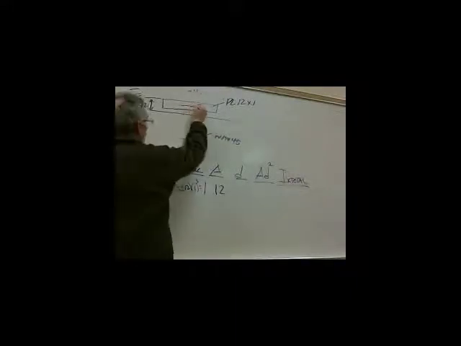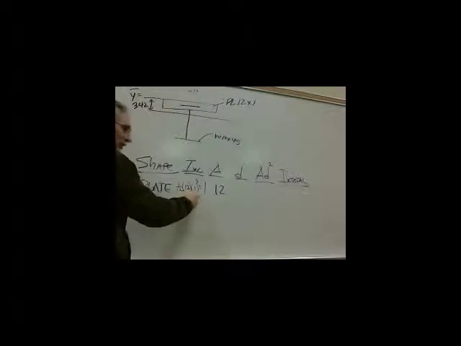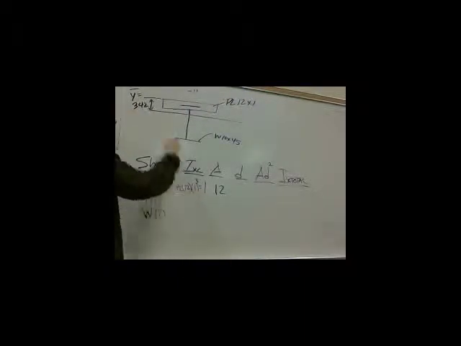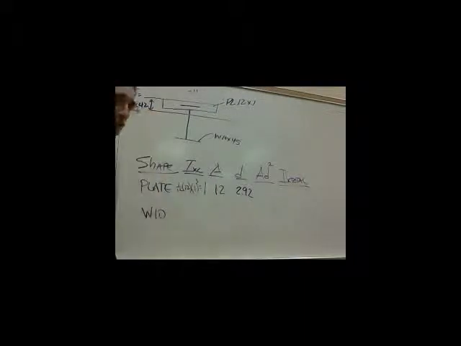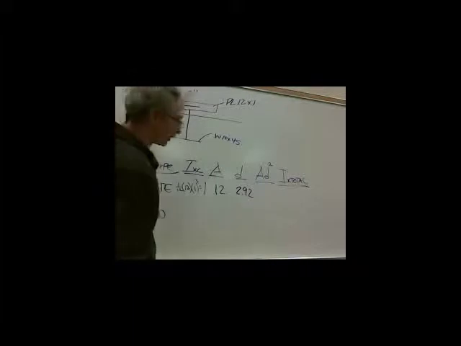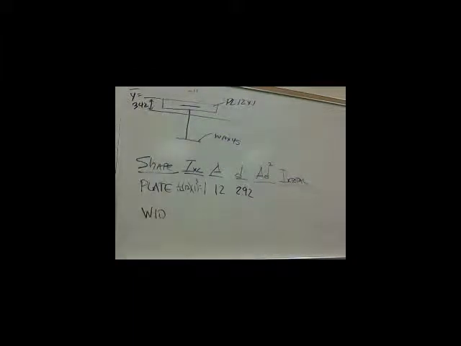Now, here comes the hard part. What's the d distance? What's the distance between the axis, which I just calculated the moment of inertia for, and the axis for the whole shape? 2.92. Because the axis for the whole shape lies down from the top 3.42 inches, and the axis for just that rectangular plate lies down a half inch. So the distance between them is 2.92.